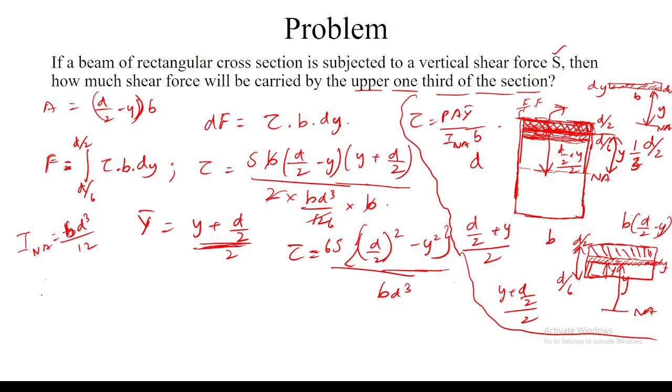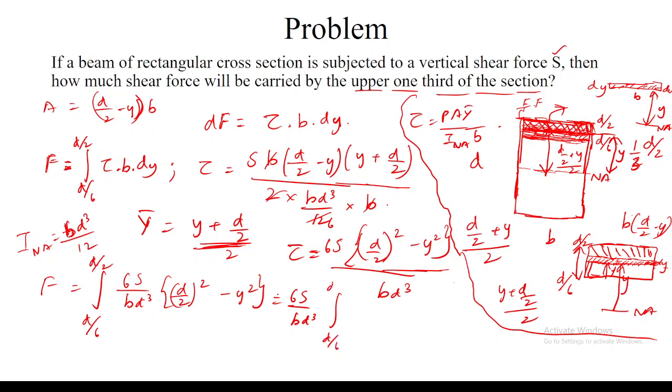Then what should I do? I have to integrate it from D by 6 to D by 2. Integration of 6S divided by BD cube, times D by 2 the whole square minus Y square. So 6S divided by BD cube I am taking outside, and integrating from D by 6 to D by 2 of D by 2 the whole square minus Y square. Is the answer 7S by 27? Yes, 7S by 27. That is the answer.